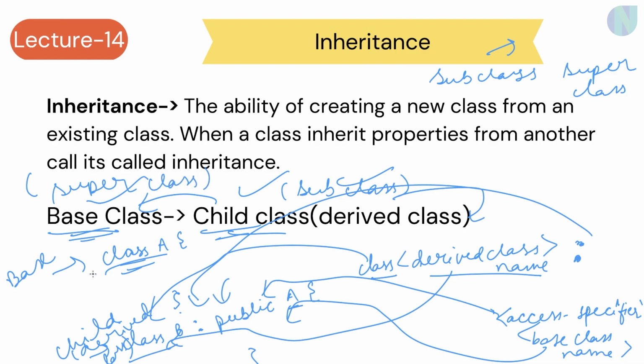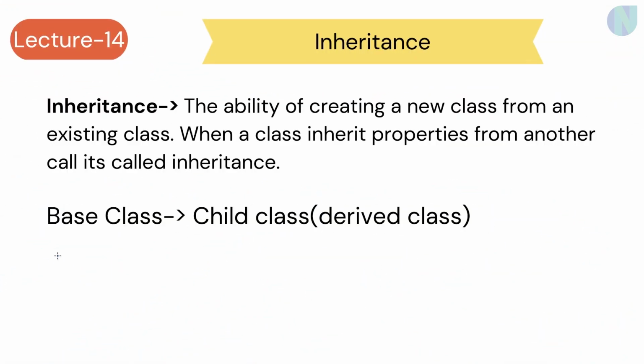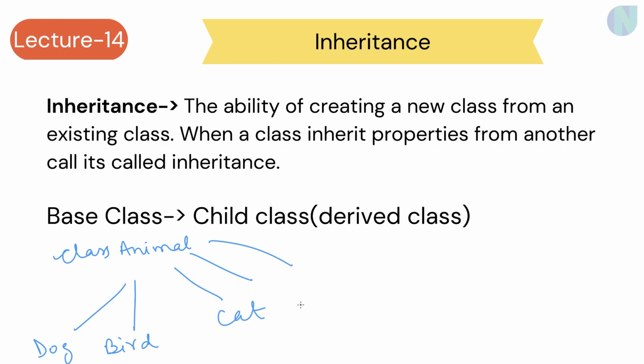So now you would be thinking, okay, inheritance is a term which exists. It is an important property of OOPS. But what is the need of inheritance? Consider that there is a class called animal. Now there are some subclasses such as dog, bird, cat, and many more classes.